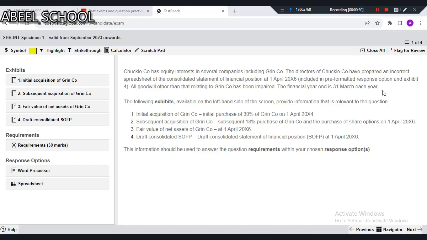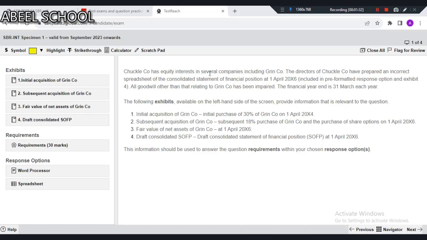Let's deal with this question. That is your specimen of September 2023 according to the new format. Chuckle Company, on your left hand you can see the exhibits. Exhibit 1 relates to initial acquisition of Green Company. Exhibit 2 belongs to subsequent acquisition of Green Company, and the third belongs to fair value of net assets of Green Company, and the last one is the drafted consolidated SOFP. It is a 30 marks question. We have a word processor and a spreadsheet to answer. Okay, let's see.